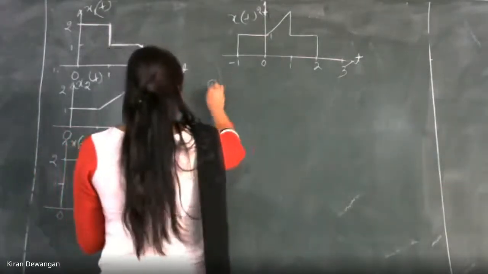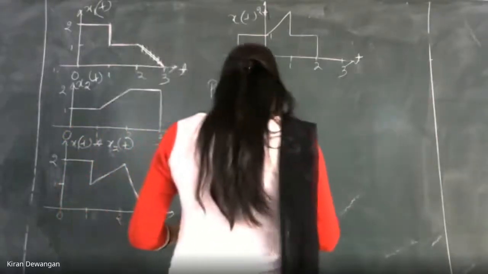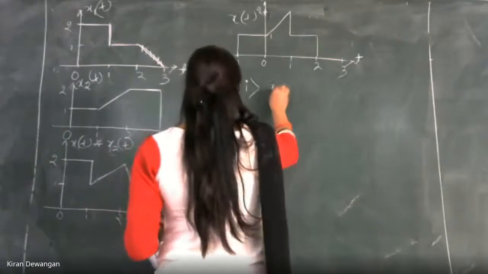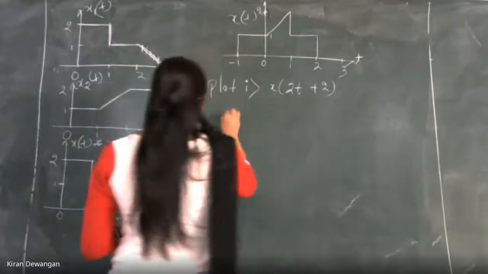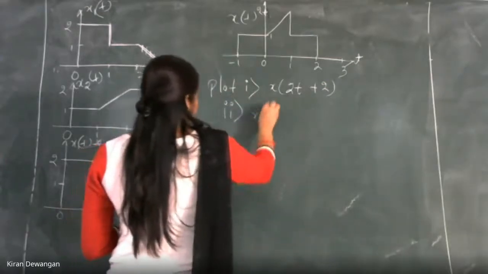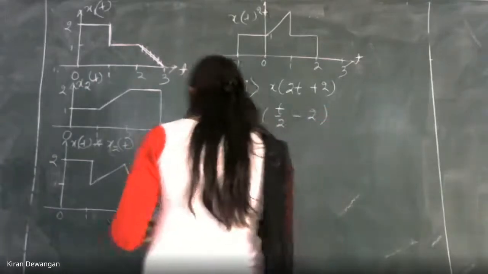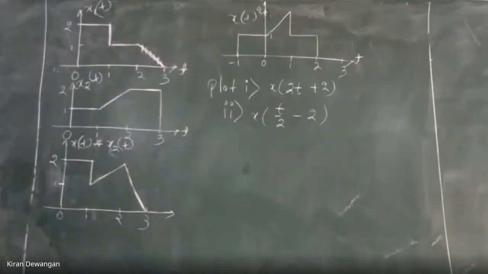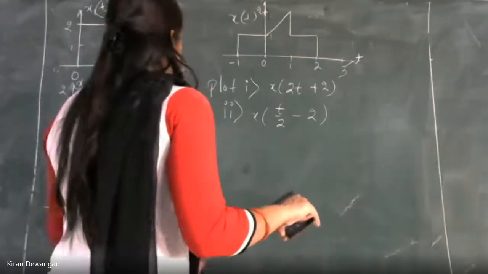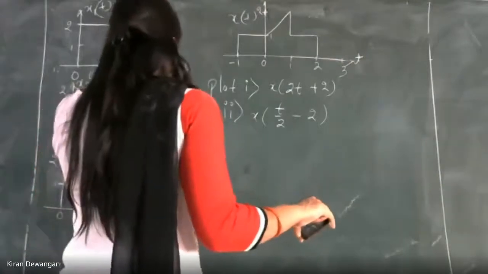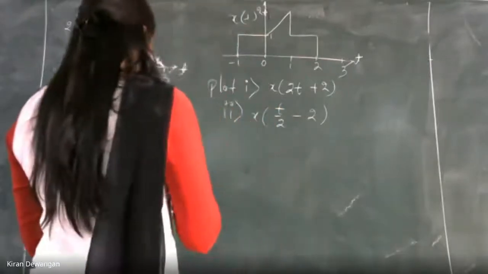Now plot x of 2t plus 2. Second, plot x of t by 2 minus 2. Now we have to plot these two signals, 2t plus 2 and the second signal is t by 2 minus 2. So how can we plot these two signals?